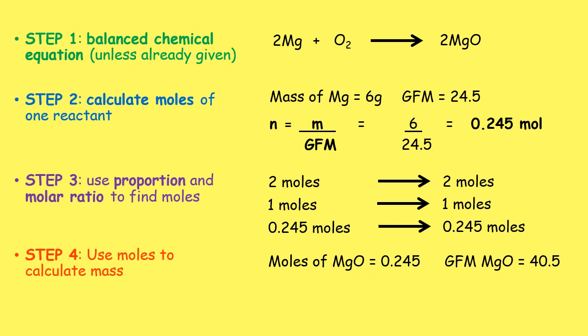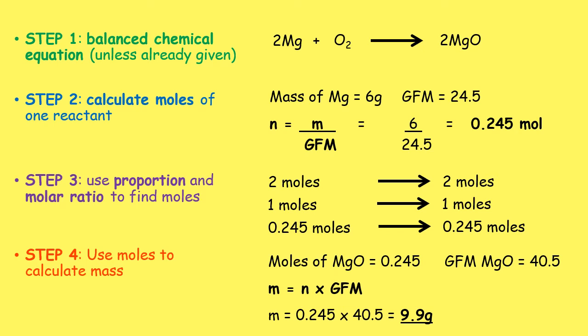So the moles of magnesium oxide is 0.245. The gram formula mass is 40.5. Mass is n multiplied by GFM, which gives us 9.9 grams. So we get exactly the same answer. You're actually doing the same calculations, you're just doing them in a different order.